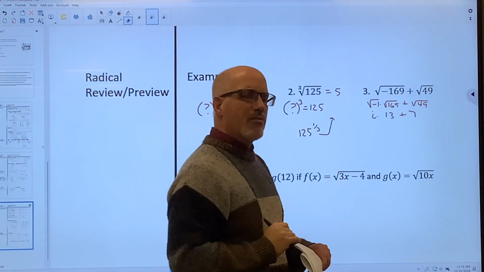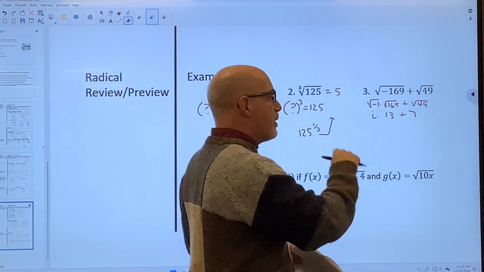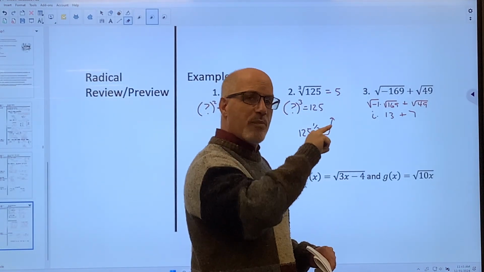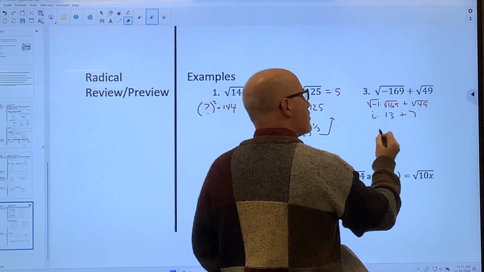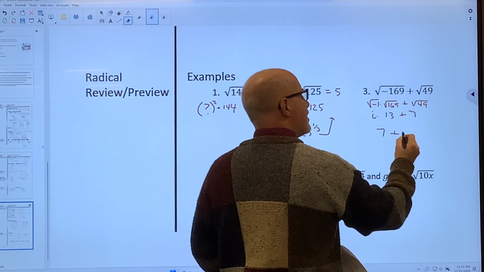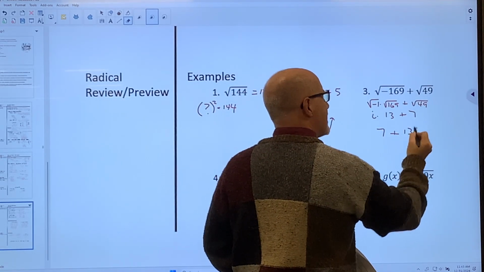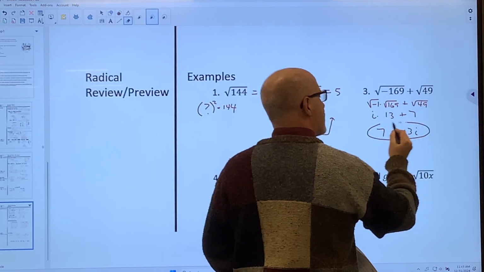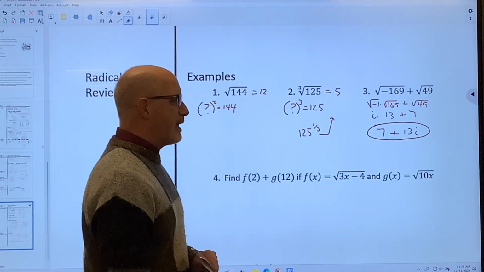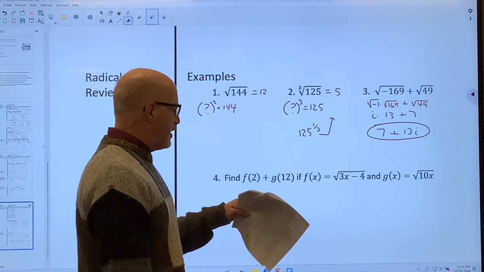Now we typically don't leave it in that notation. When we do a complex number, we put the real part first. So you can have a 7 plus, and then you put the imaginary part second. So we put 7 plus 13i when you're writing that out. All right, let's do this last one.